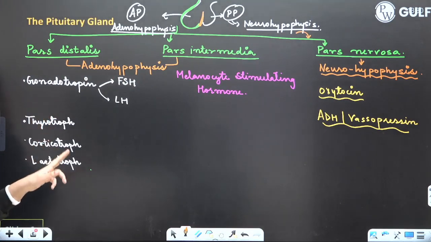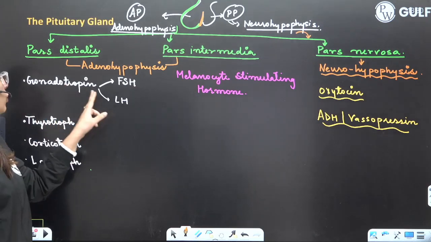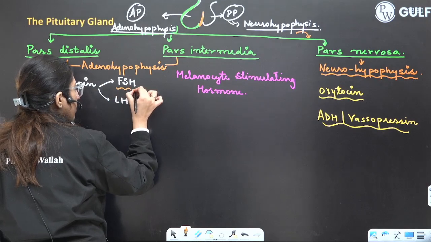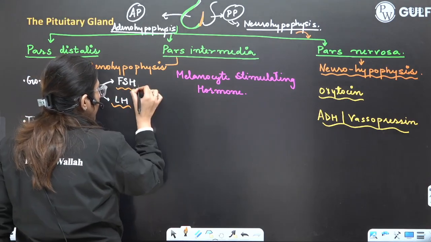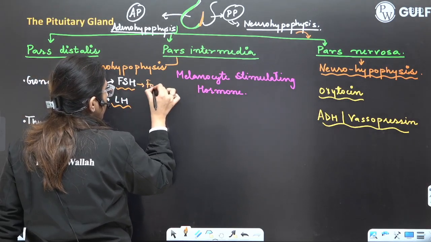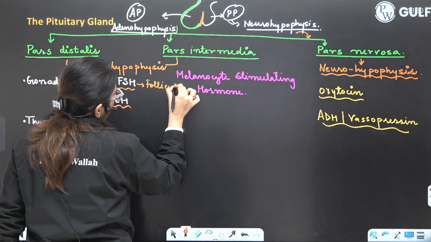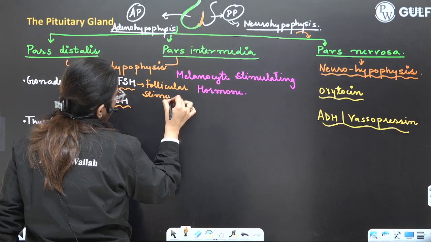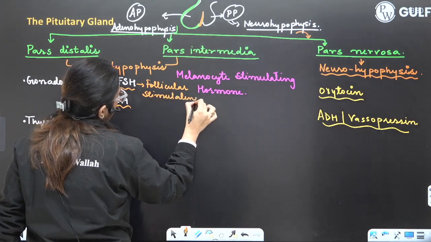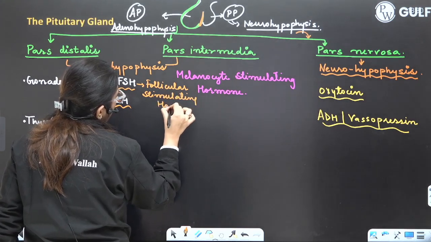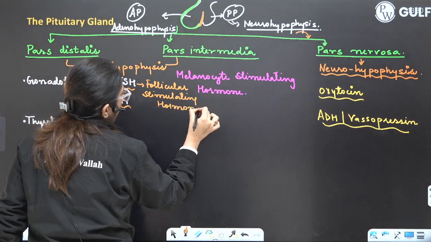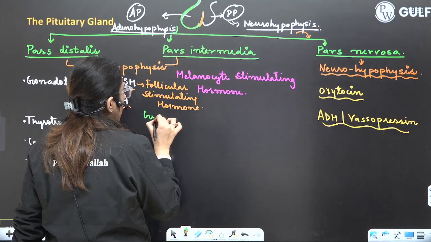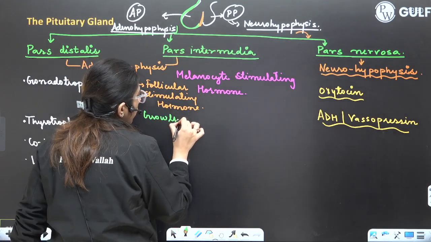Pars distalis secretes hormones such as gonadotrophins. These gonadotrophins are FSH and LH. FSH is the follicle stimulating hormone, which helps in the growth of follicles. What's the role? It helps in the growth of follicles.